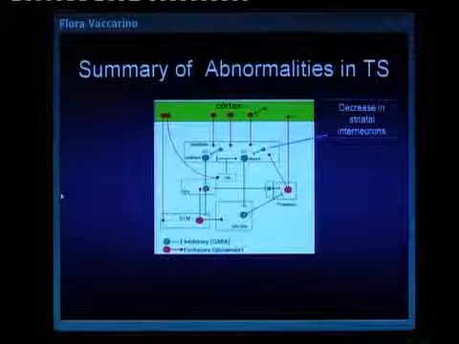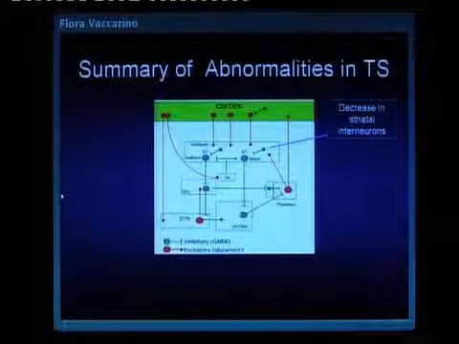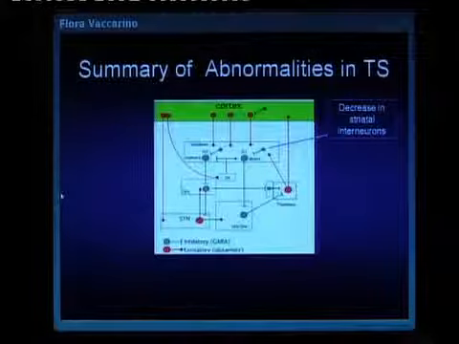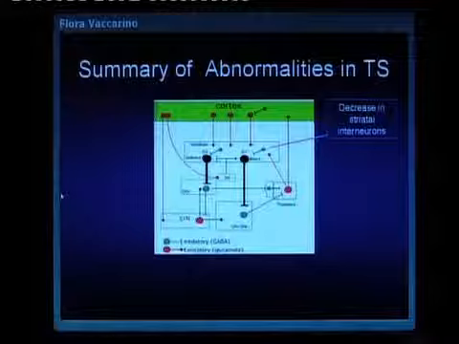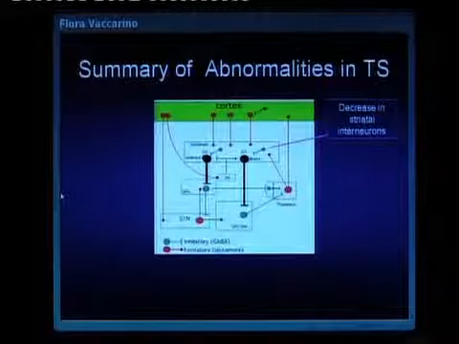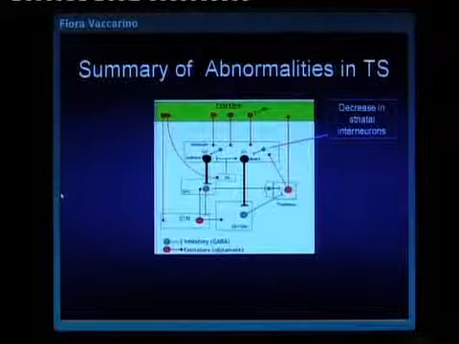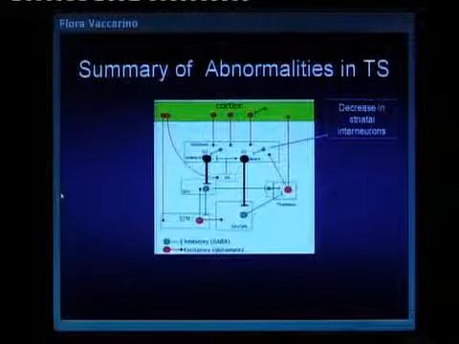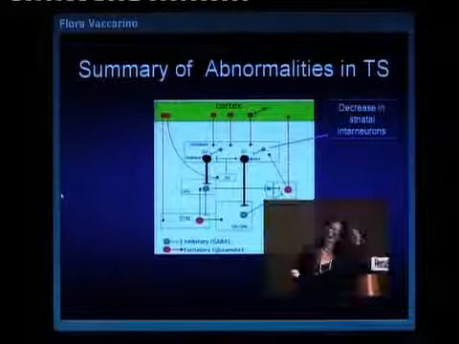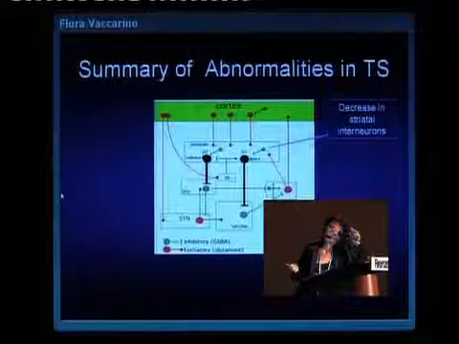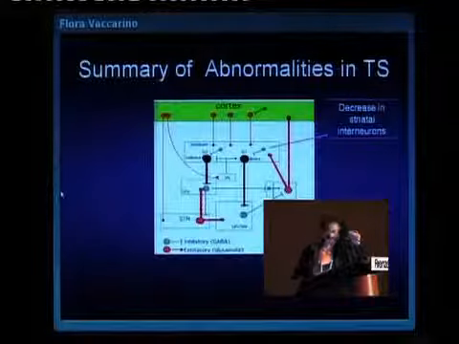And again, to summarize, we see a decrease in these cells here, and maybe a relative disconnection between cortex and striatum. Difficulty of the cortex to regulate the function of the basal ganglia. So that perhaps may lead to an overactivity of the direct pathway, which will inhibit the GPi, which in turn will cause an overactivation of the thalamus and the cortex.